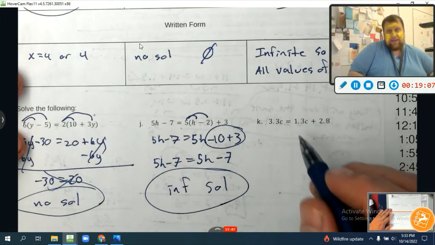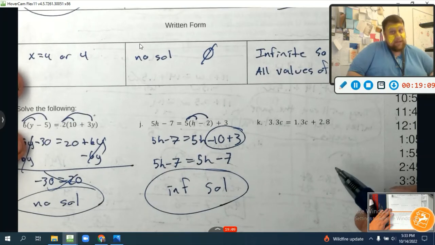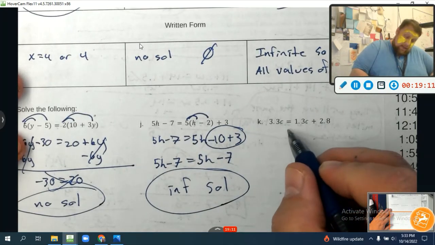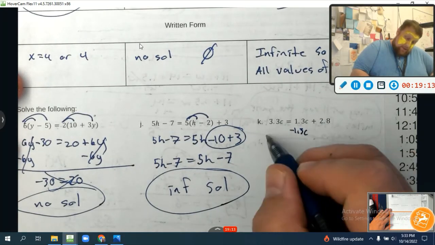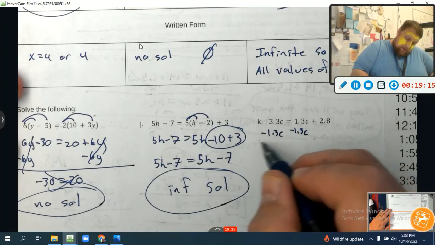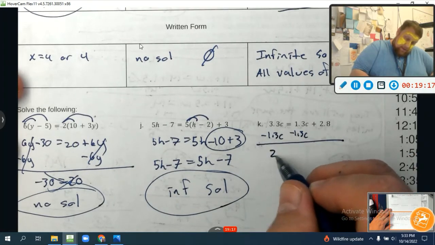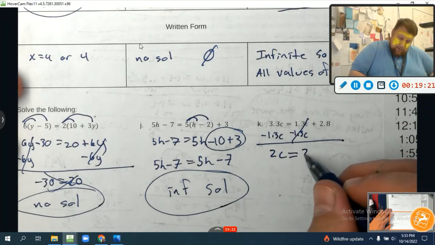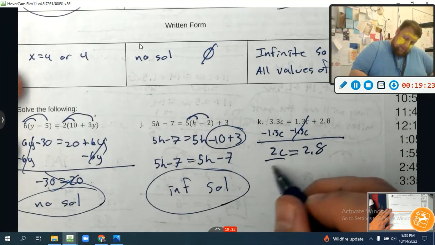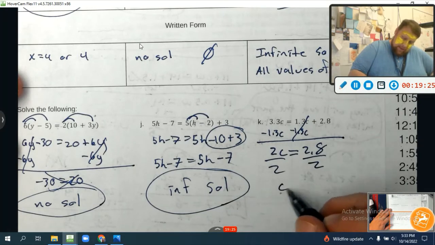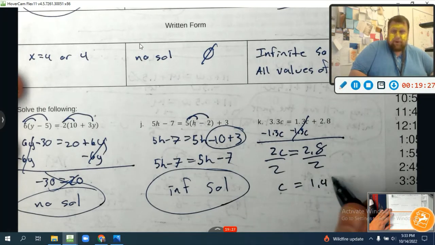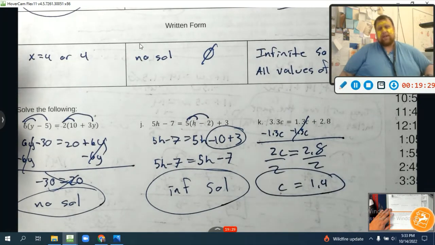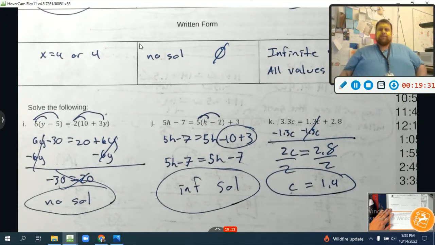Bet you're thinking this will be one solution. Probably. But let's find out. I'm going to subtract 1.3c minus 1.3c. I get 2c equals, that's gone, 2.8. Divide both sides by 2. Make it c equals 1.4. You would be right. One solution, which is what we've been doing all along.